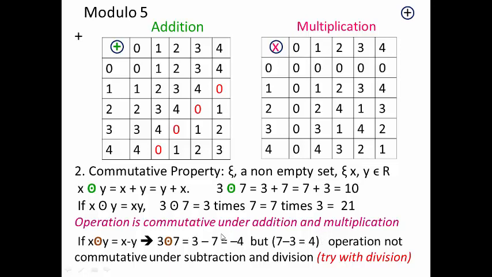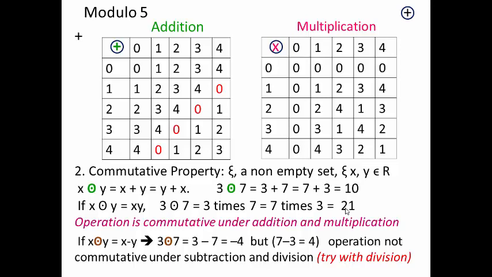But under multiplication, 3 times 7. 3 times 7 is what? We have 3 times 7 to be 21. 7 times 3 is what? 21. So this is said to be commutative because if I take the left side, it's the same as what? As the right side. So as you can see here, if I take subtraction and division, the operation will not be commutative. So under this property also, it is only addition and multiplication that is commutative.